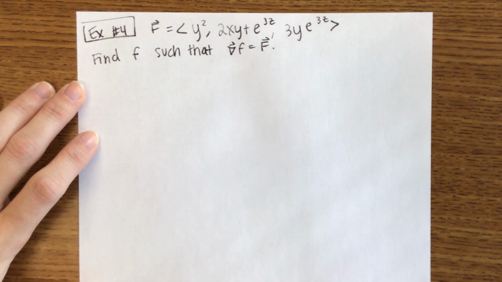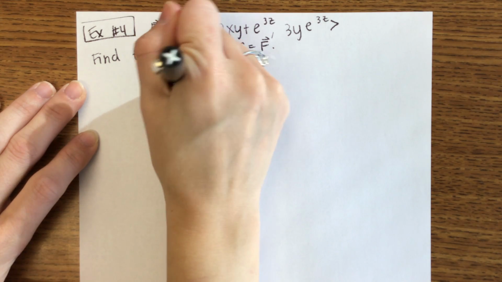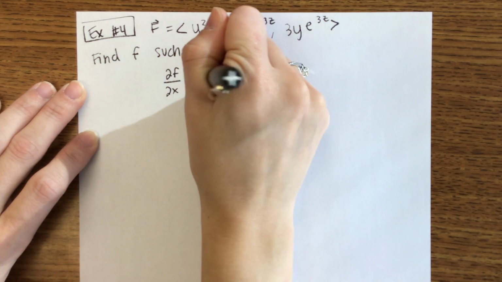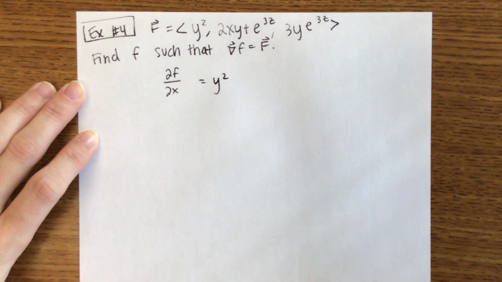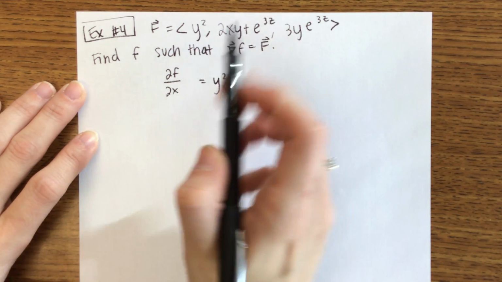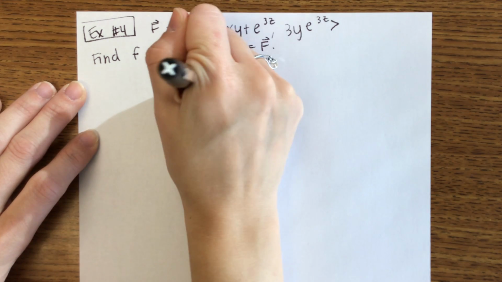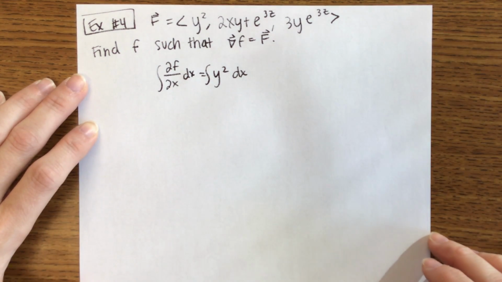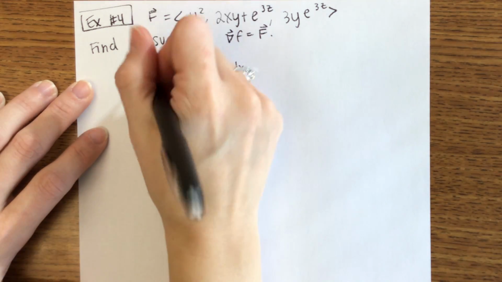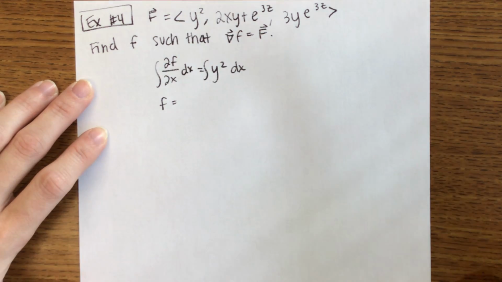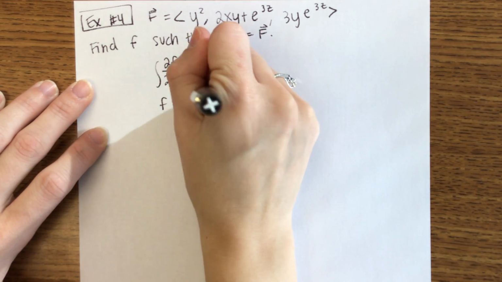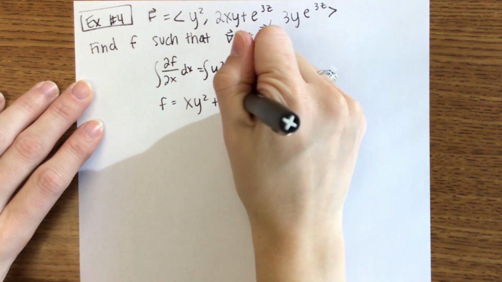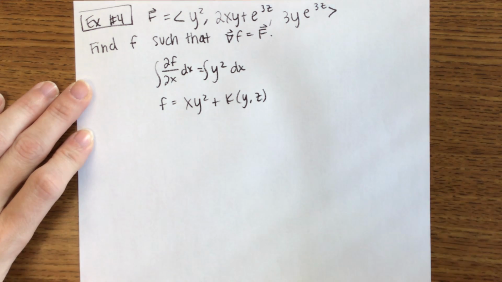Okay, same process as before. We know partial f with respect to x is going to be equal to y squared. I just took that one. So then we are going to integrate with respect to x. We get xy squared plus k. This time k is in terms of y and z.